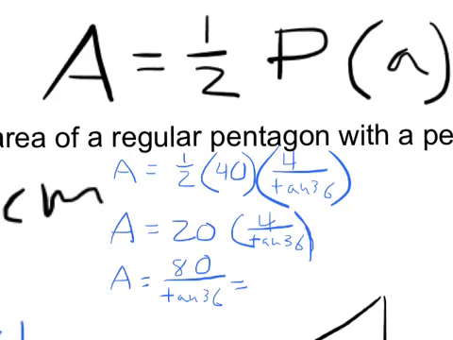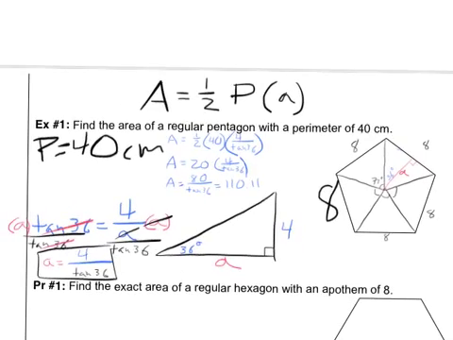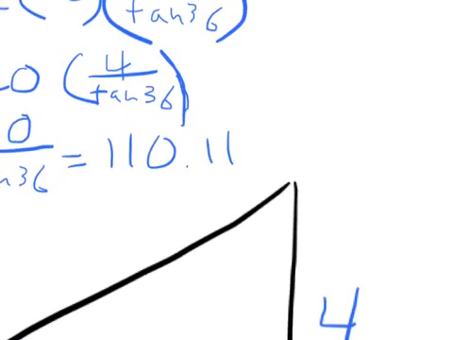And let's see what happens when I do that. 80 divided by tangent 36. I get, well, make sure that your calculator is in degree mode. I was just in radians. And you should get 110.11. Alright, 110.11. And remember, we were dealing with centimeters, so we're going to want to write that the area is in square centimeters.